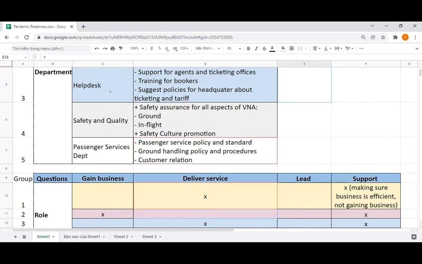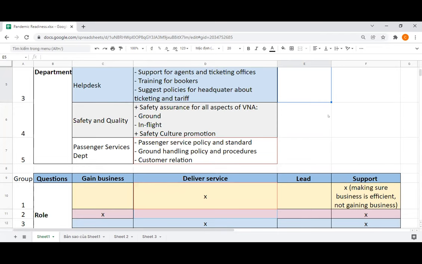And group three has said help desk. Okay, this is interesting. We've got support for agents and ticketing offices. Training for bookers, suggest policies for headquarters about ticketing and travel. Okay, that sounds like a good selection of objectives there. So you've got, it seems, a real-time function and a more strategic function. Would that be right? Mm-hmm.